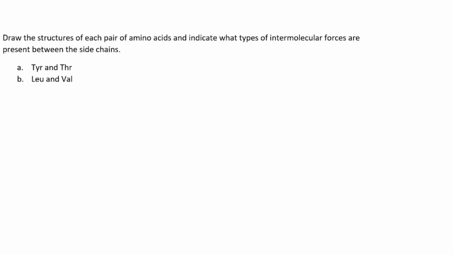Today we're going to look at this question. Draw the structures of each pair of amino acids and indicate what types of intermolecular forces are present between the side chains. So first off, you're going to need to know how to draw each amino acid, and you're also going to need to know their three-letter code. So TYR is tyrosine, THR is threonine, LEU is leucine, and VAL is valine.